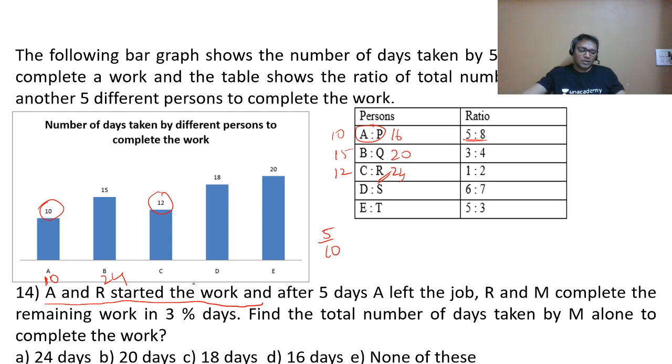A does 1 day 1 upon 10 work, so in 5 days it does 5 upon 10 work, and R and M complete the remaining work in 3.5 days. There's a mistake out here. Sorry, it's 3.5 days. So that means R does 8.5 days of work in 24 days, plus M does 3.5 days of work in X days. Total they complete the work. This is one way to do it.